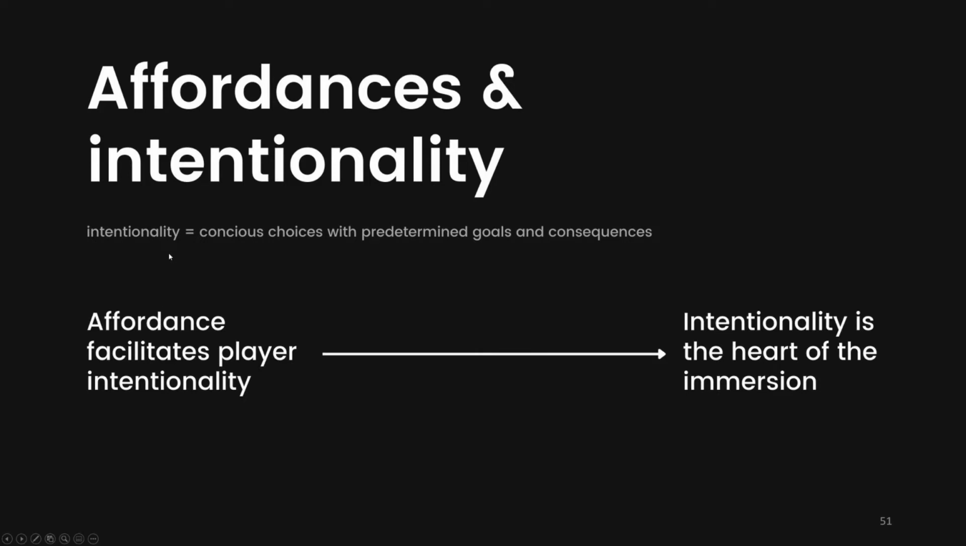So when it comes to affordances and intentionality, I feel like affordances are always facilitating player intentionality. So the affordance lets us choose our intentions towards our actions, to have those conscious choices with some goals and consequences. So we see this affordance, we choose to try to get on this, and we have this goal of getting this reward. And as a consequence, we can skip this whole boss fight and everything, and you can just try to go back and get stronger before continuing this level.